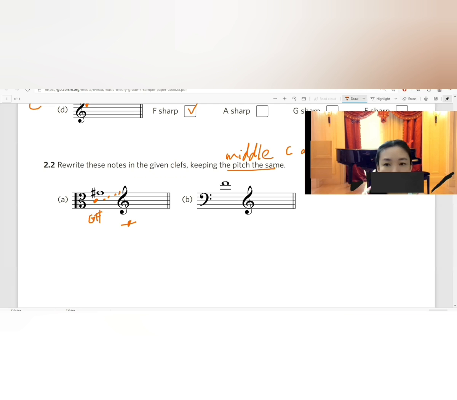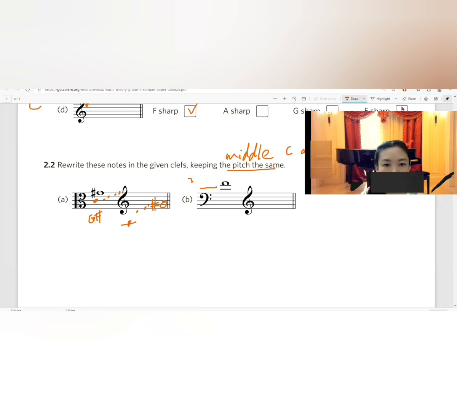So from here, you also need to count from middle C and upwards. So C, D, E, F, G. So this G sharp should be here. Okay, so it should go upwards. Sorry. Okay, so the G sharp should be here. C, D, E, F, G.